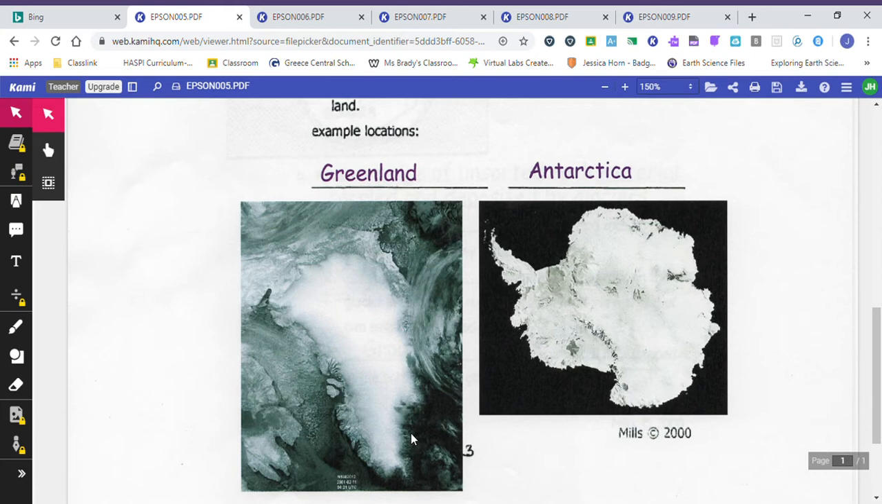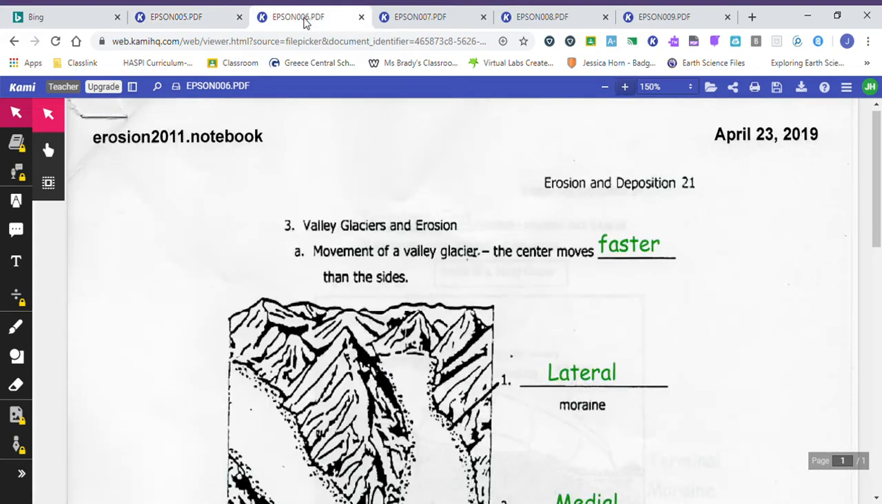Okay. Over on the next page, we're going to look at the different parts of a glacier. Now, if we're talking about erosion and what kind of glacier is going to erode things faster, it's going to be the one that's in the mountain. It's going to be the valley glacier.